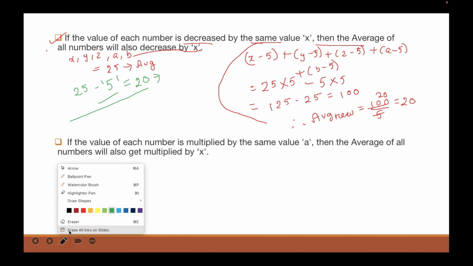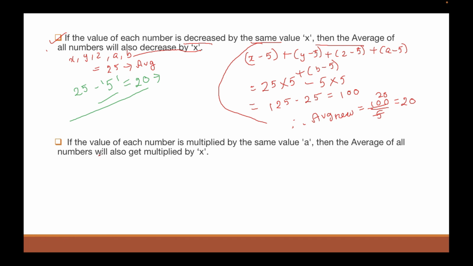Next point is, if each of the numbers is getting multiplied by the same value x, then the average of all the numbers will also be getting multiplied by that value x. Sorry, this should be x, not a. So again, if we take the previous example of x, y, z, a and b, and the average I took was 25 only.